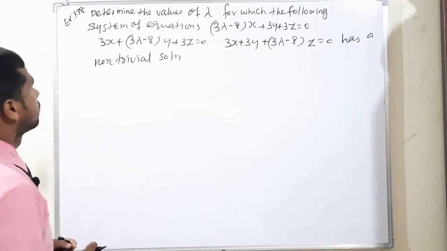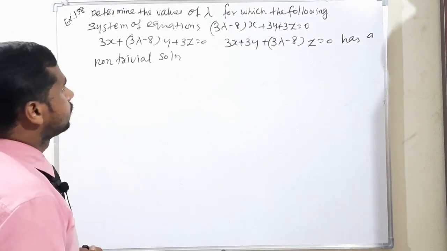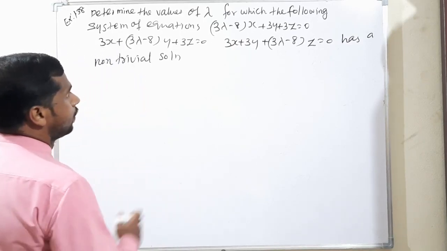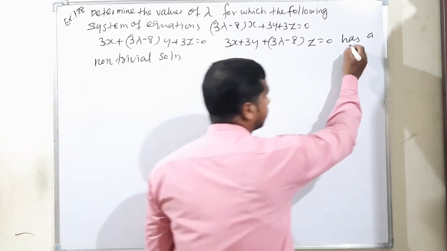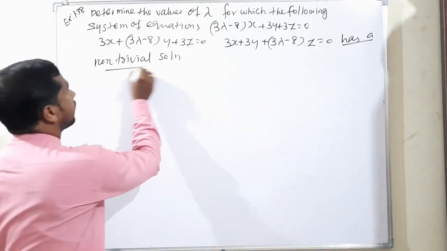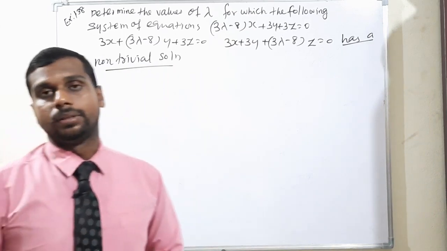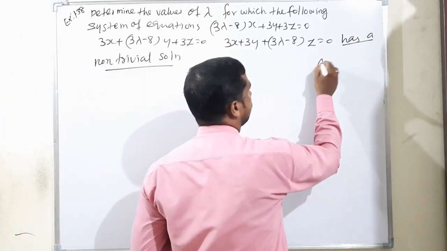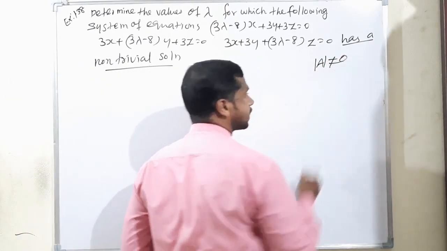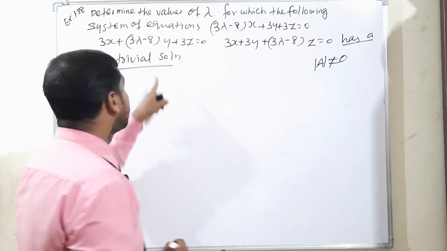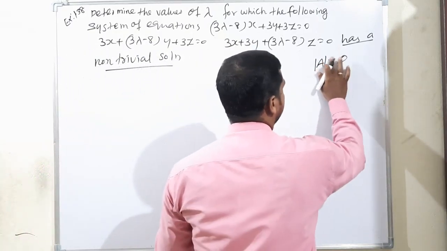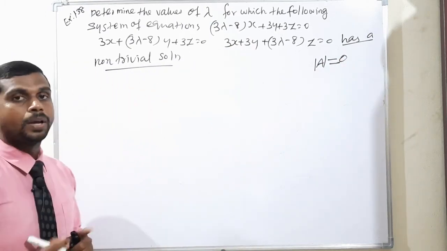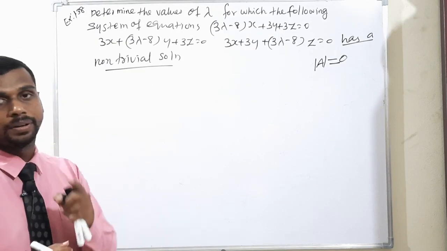Example 1.38: determine the value of lambda for which the following system of three equations has a non-trivial solution. In the last two examples, each and every time a trivial solution meant the condition that A inverse exists, that is, determinant A not equal to 0. But here it is a non-trivial solution. So first condition, definitely we can say determinant A is equal to 0. Okay, what is the difference between non-trivial and trivial?